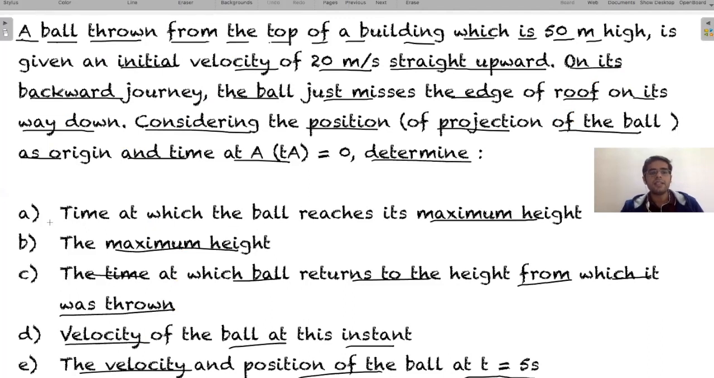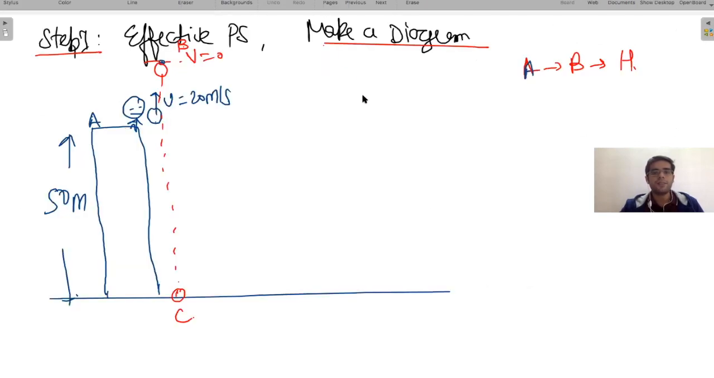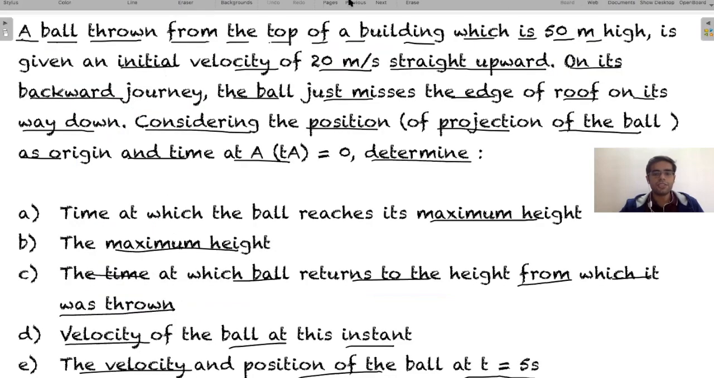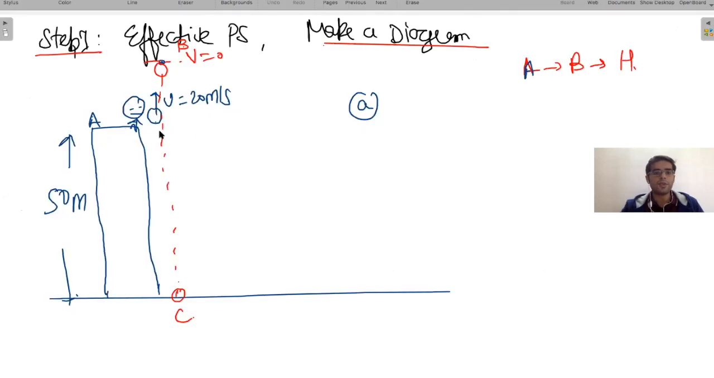Now let's start with part A, time at which the ball reaches its maximum height. Anyone who is done with this? Any answer from the audience? So part A is time at which it reaches the maximum height. So what is happening? Initial speed is 20 meters per second and final speed is 0.